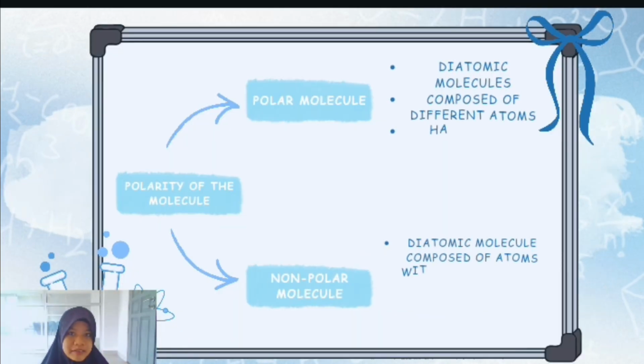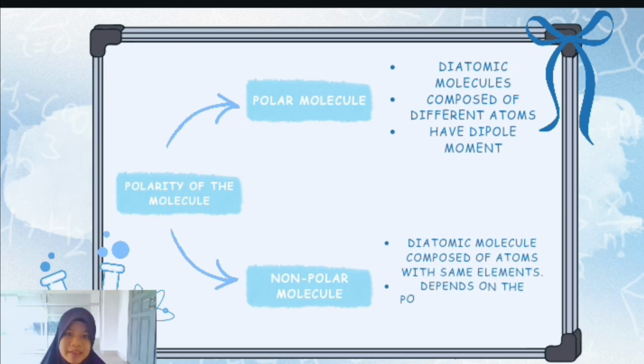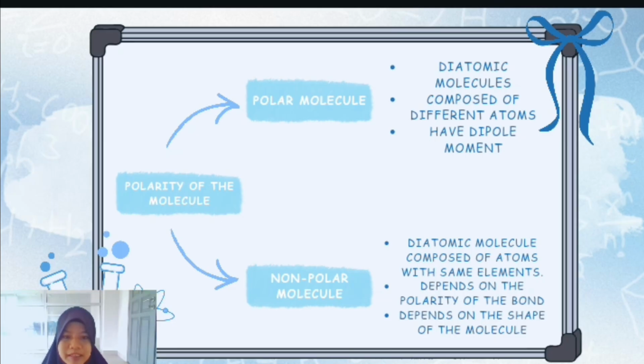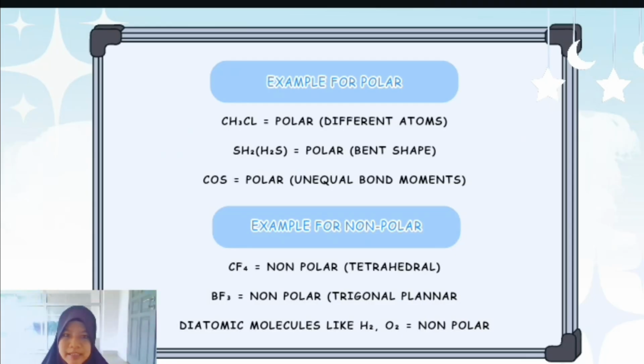There are two types of polarity of the molecule. One is polar molecule and the other one is non-polar molecule. Polar molecule is a diatomic molecule composed of different atoms that have different dipole moment, and a non-polar molecule is a diatomic molecule composed of atoms with the same element. It depends on the polarity of the bond, and it also depends on the shape of the molecule. And here are some examples for polar and examples for non-polar.